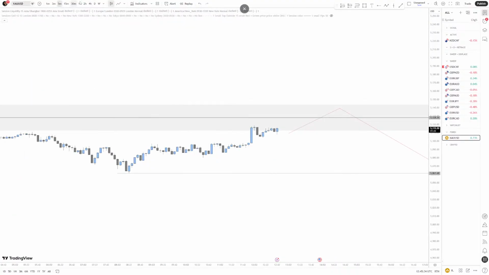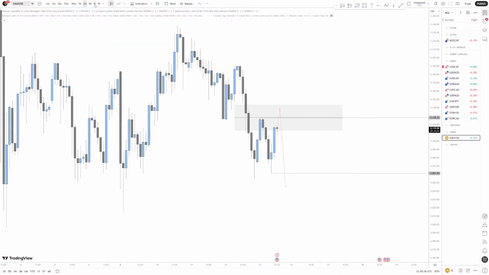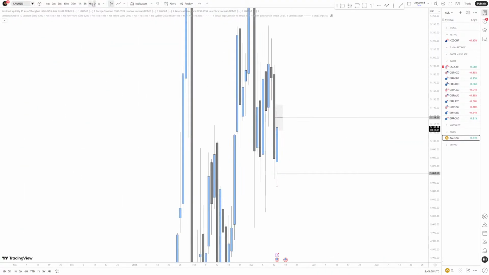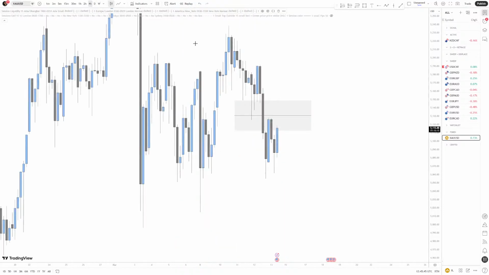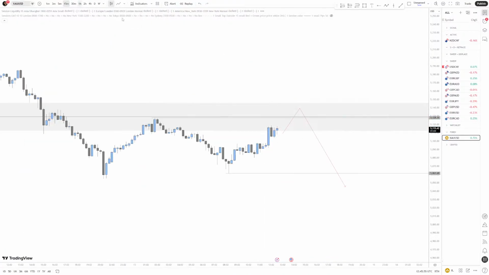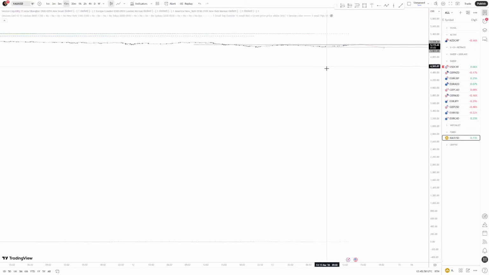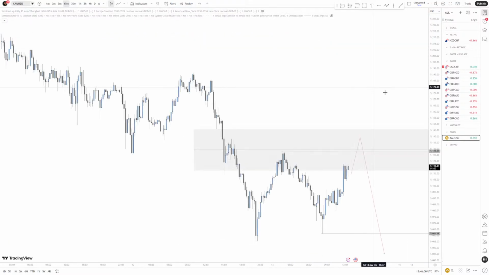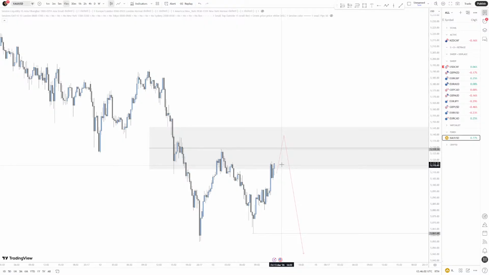And this is why we have this huge displacement on the, was it 4 hour or the daily? The daily. Okay, wait, the daily is actually for the 4 hourly. Okay, cool. Right there. So look for a sweep of the highs and then a displacement downwards. That's pretty much it.